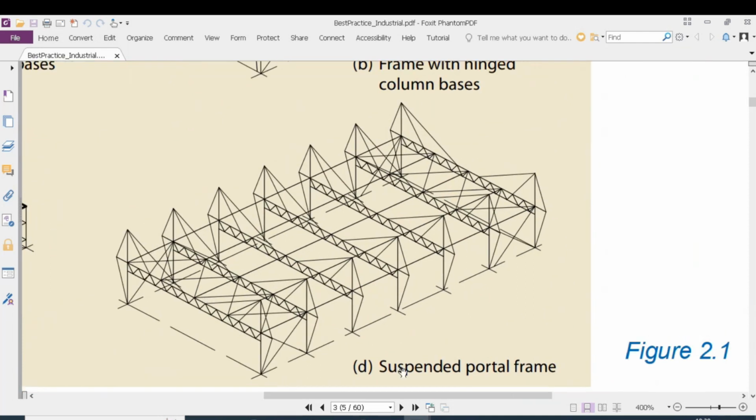The same is true for the suspended portal frames. We can have cables provided to break the span of the horizontal truss. Please note that there can be a moment induced in the vertical member supporting the horizontal truss. In this case also, we have provided two braced bays.